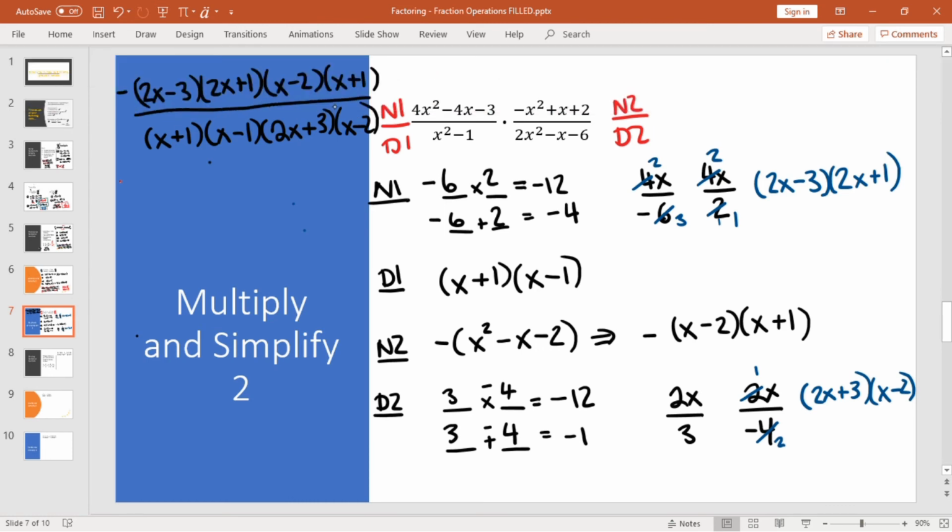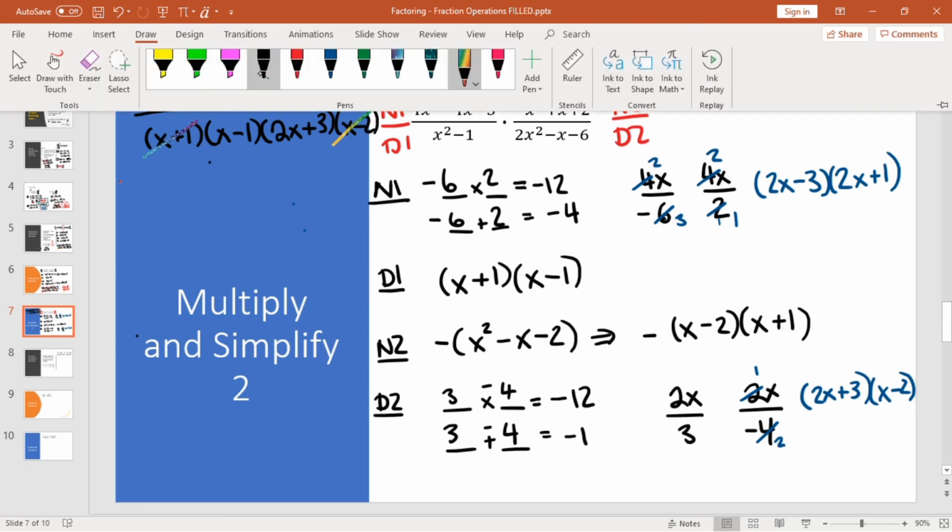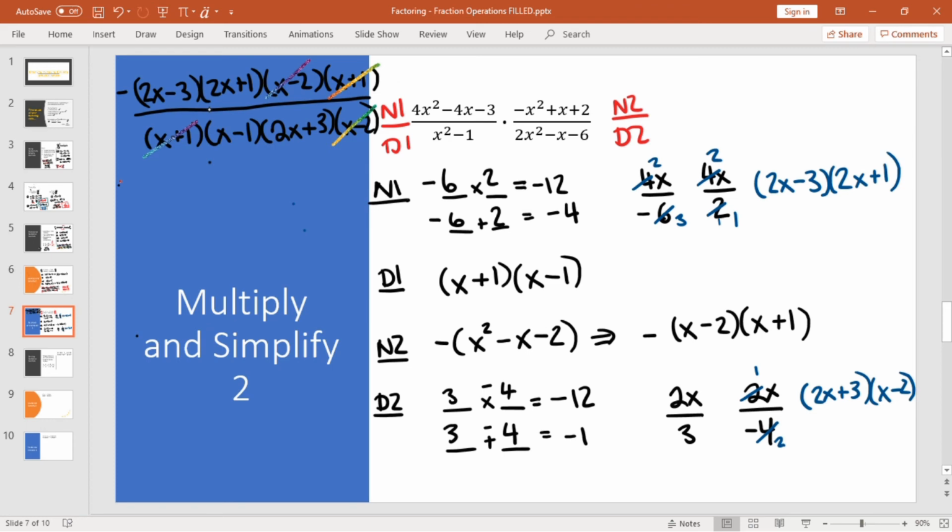Okay, some things cancel, perhaps not as much as we wanted to, but we'll get something out of this. So the 2x's are opposite signs, so I can't fix anything there. And in fact, I can't get rid of either of them. So I'm going to cancel here, and here, and here, and here. And it's not great, but it is what it is. My final answer: negative 2x minus 3, 2x plus 1, two different things, over x minus 1, 2x plus 3.